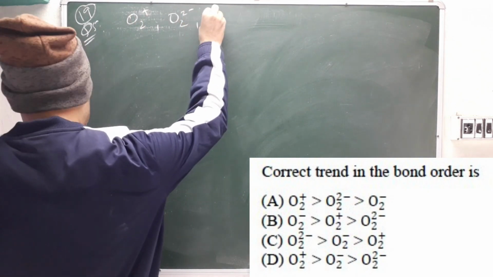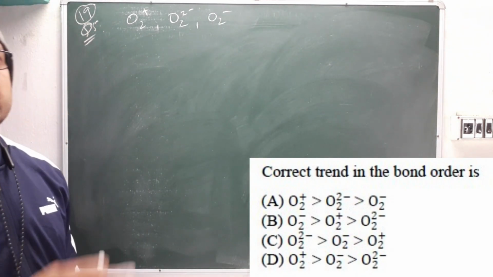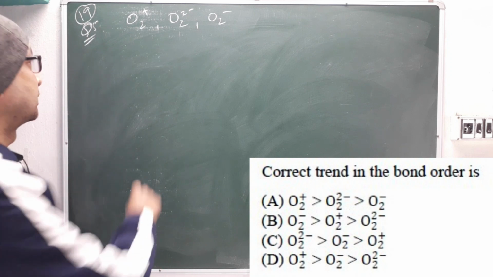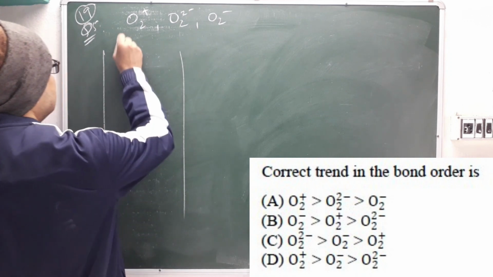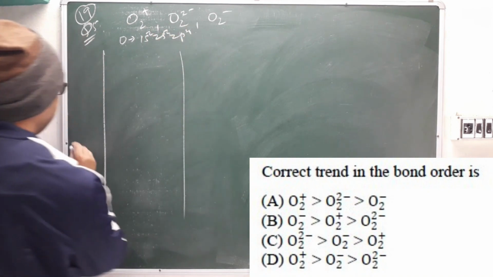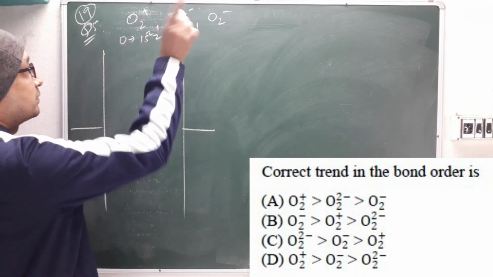2 minus and then O2 minus. Just solve it. For this, first you have to draw the MO diagram for oxygen. Then only everything will be done. So for oxygen, what is the electron configuration? 1s2, 2s2, 2p4. One molecular diagram is enough to explain everything, right?